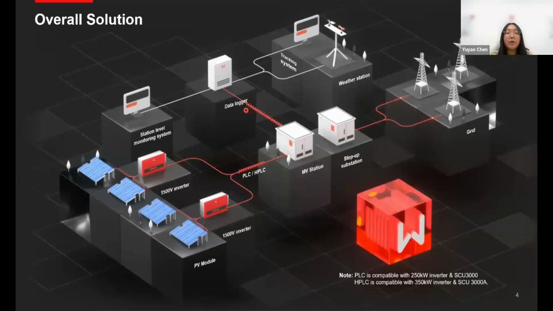Let's go to part one. Let's see the overall solution, the PV system, utility PV plant. So this is an overall view of a PV plant. It comes from the sunshine. The sun goes to the PV module, and then the energy goes from the PV module to the inverter.